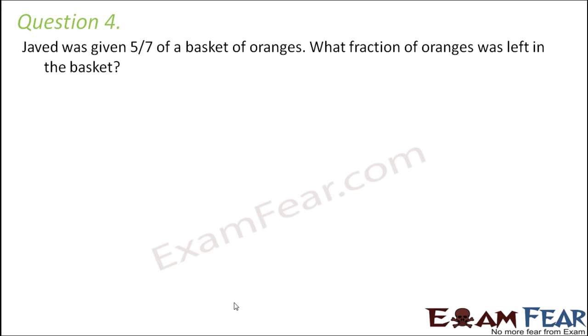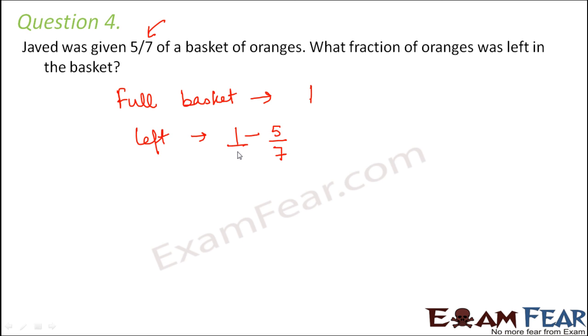Question number 4. Javed was given 5 by 7 of a basket of oranges. What fraction of oranges was left in the basket? So that means there was one complete basket of oranges. So that full basket of oranges is basically how much fraction? It is nothing but 1. 1 means one full basket. So out of this full basket, how much was given to Javed? 5/7. So how much is left? 1 minus 5 by 7.